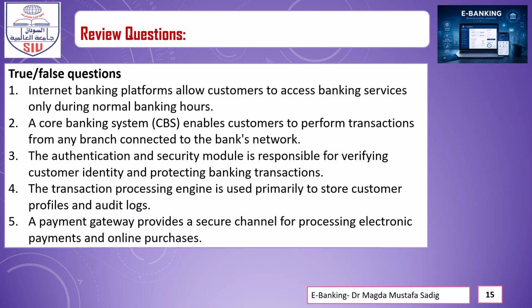Today we explored the technologies that form the foundation of modern electronic banking. We began by discussing banking information systems and their six major components. We then examined the core banking system, its components, and its essential functions. Next, we studied internet banking platforms, including their key features and technical components. Finally, we explored emerging technologies that are shaping the future of banking, including mobile banking applications, cloud computing, artificial intelligence, machine learning, APIs, open banking, and blockchain technology.